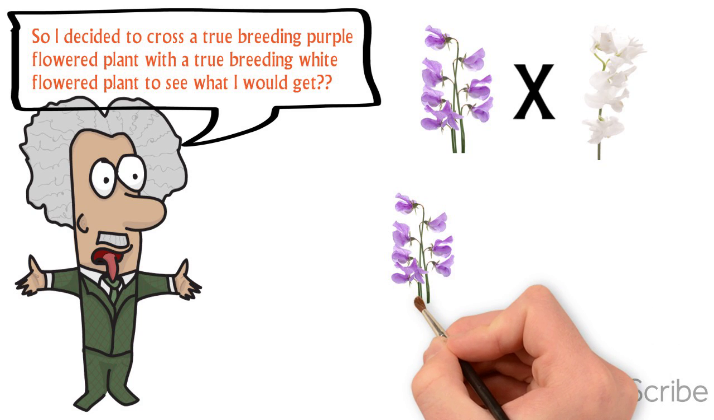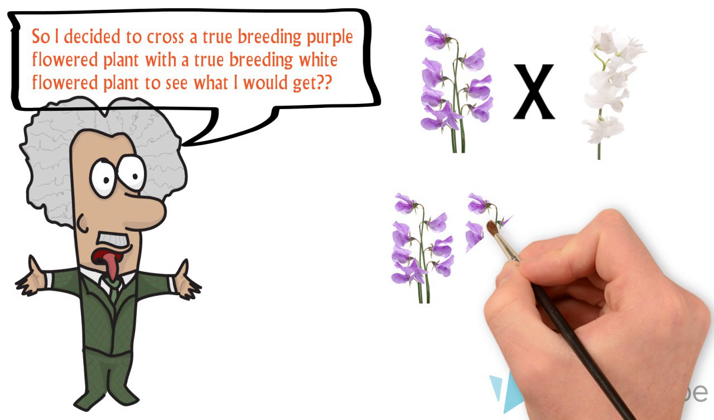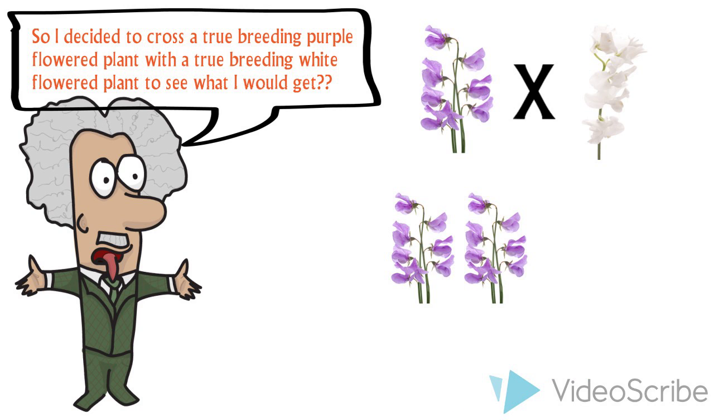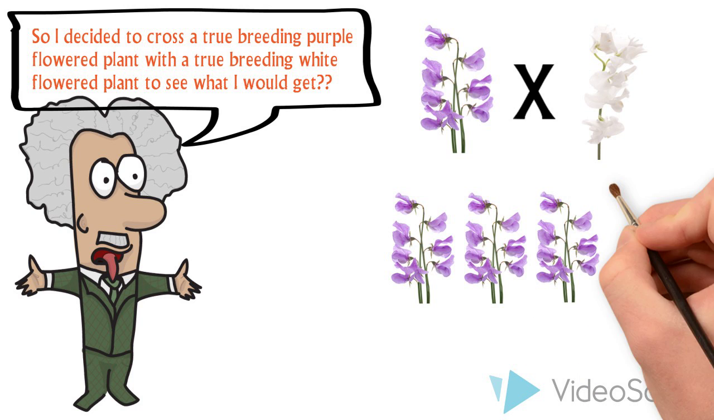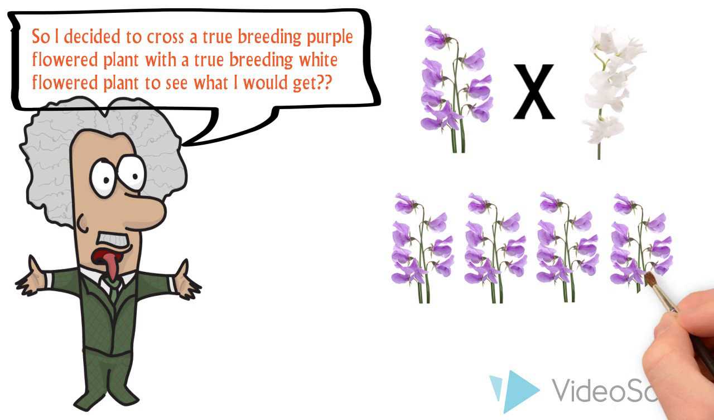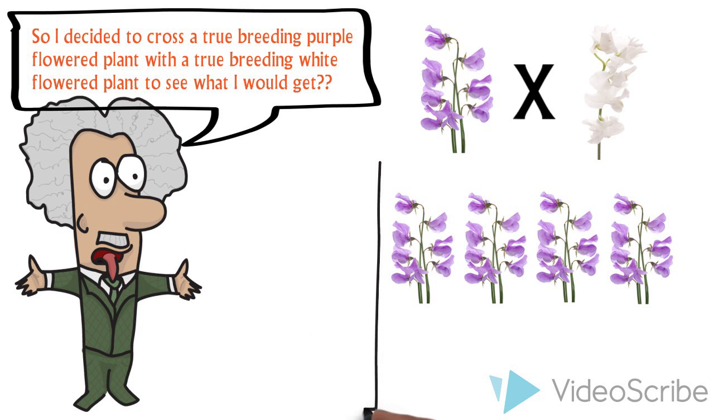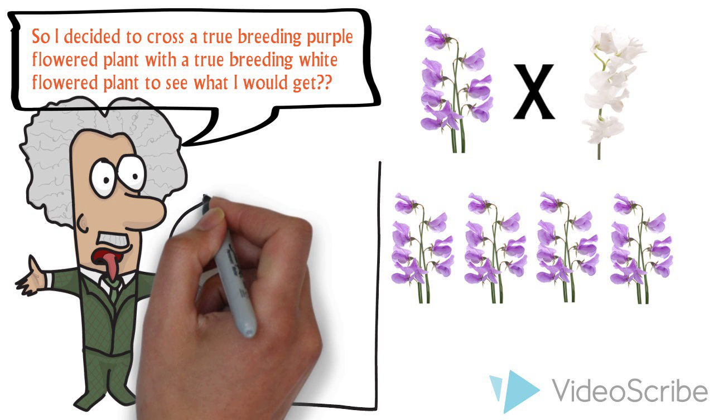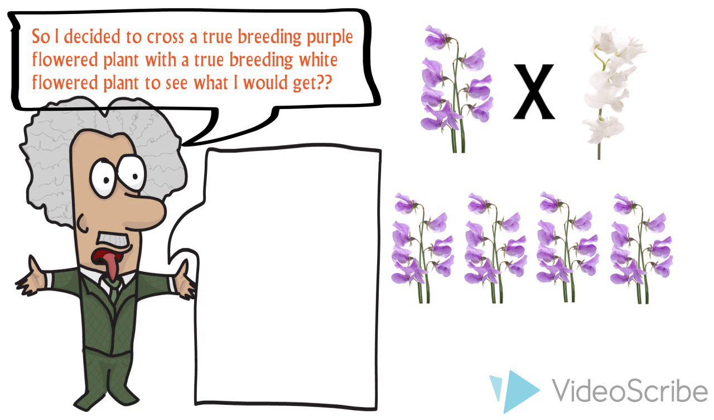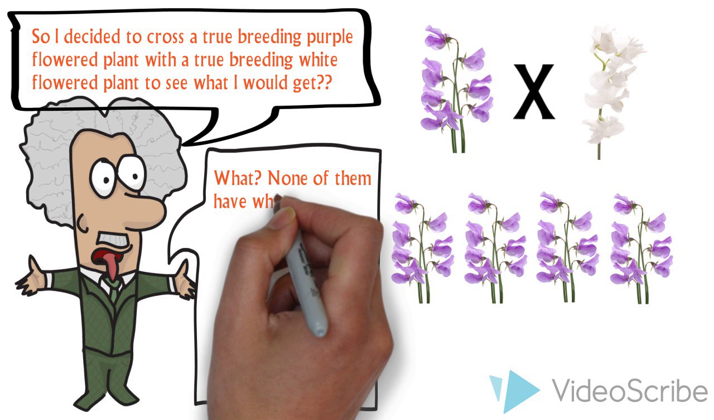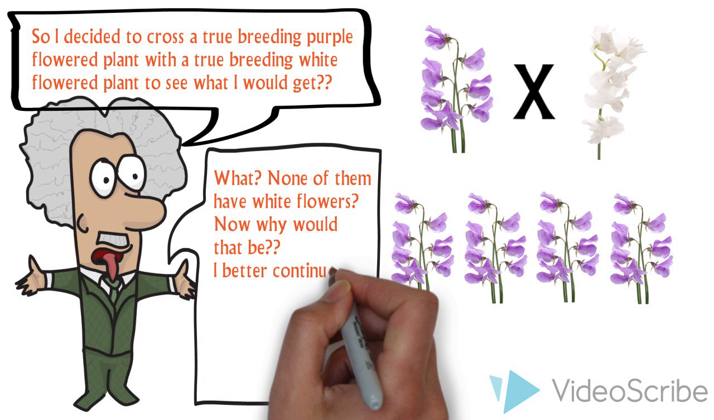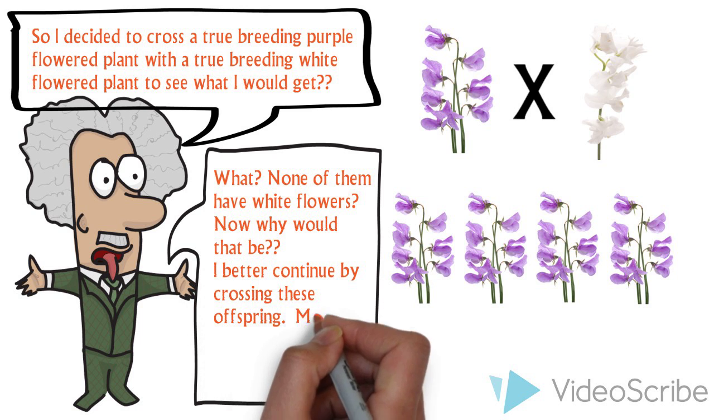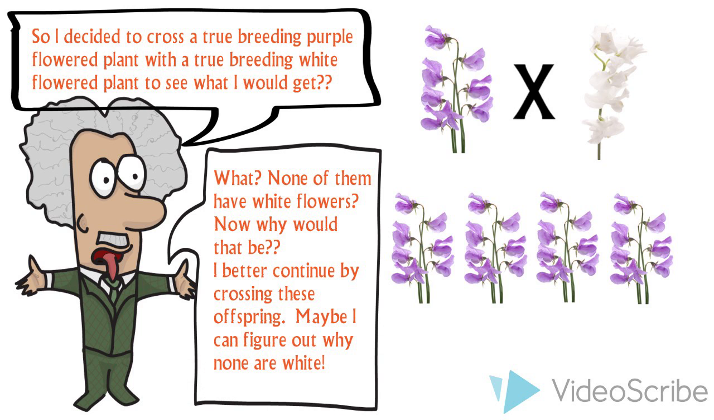Purple, purple again, purple, and purple. Okay. What? None of these have white flowers? Now why would that be? I better continue crossing these offspring. Maybe I can figure out why none are white.